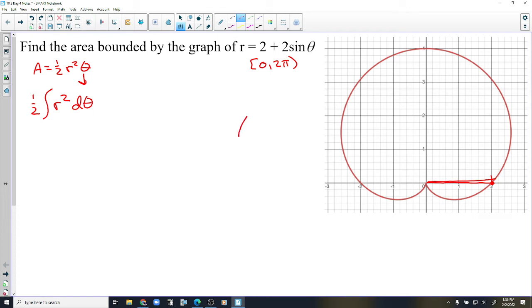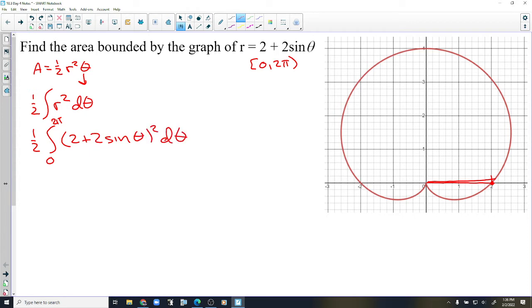Just like if we have a curve, if we zoomed in close enough, it would look like a line, even though it's a curve. So this theta becomes d theta. Now in order to integrate this, we know what r is. We're going from 0 to 2 pi because we're finding the area of the entire thing. And we're going to go (2 plus 2 sine theta) squared d theta.